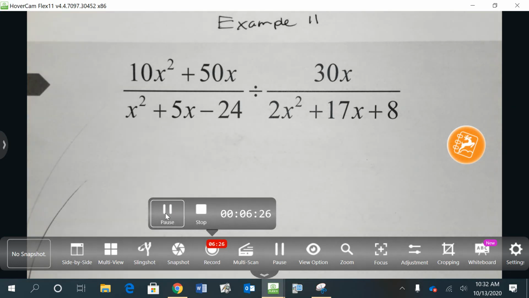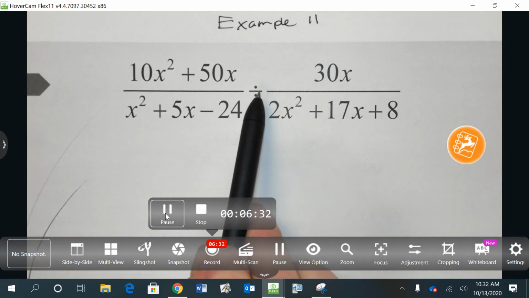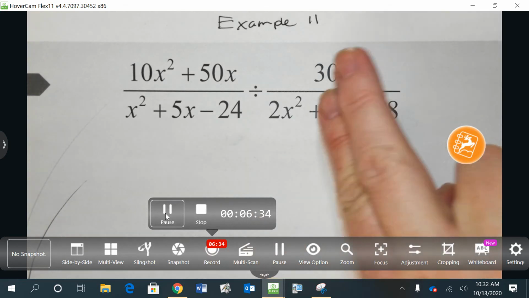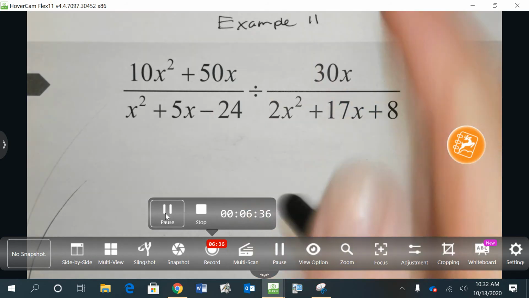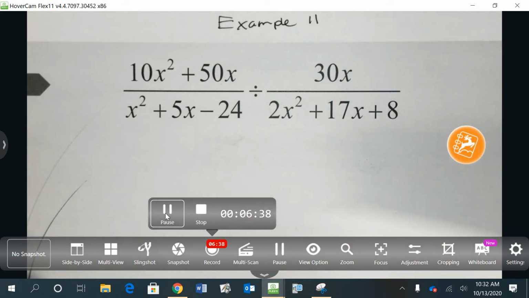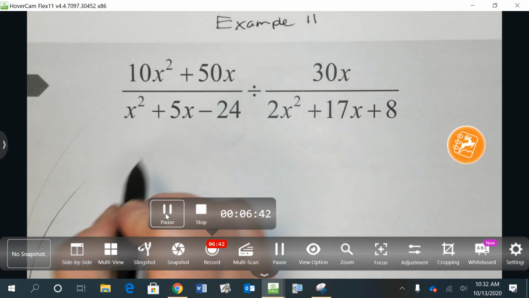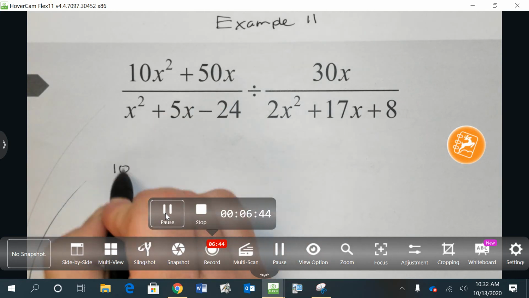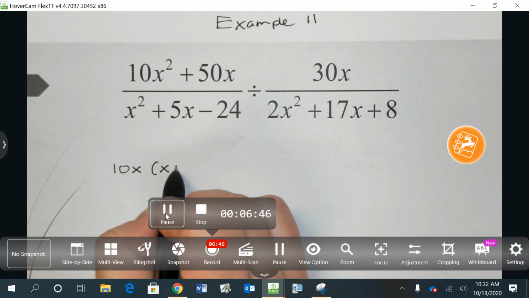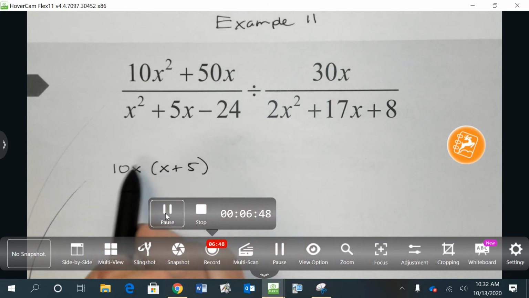Example number 11. Be careful, we're going to switch division into multiplying and flip the second fraction, which is taking the reciprocal of it. So I'm going to start by, I look here and I say, oh, okay, I can divide a 10 out of both of these, and I can take out a maximum of 1x. I'd be left with x plus 5. I always want to make sure I did this right.